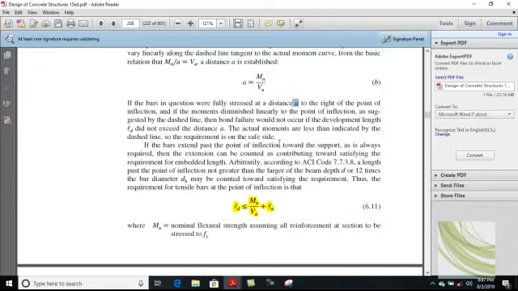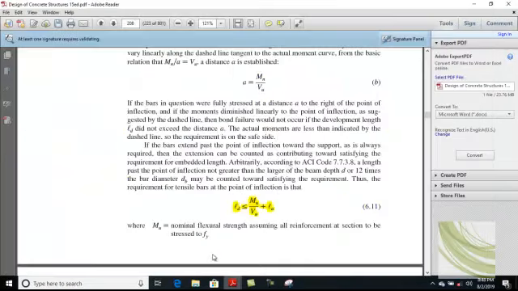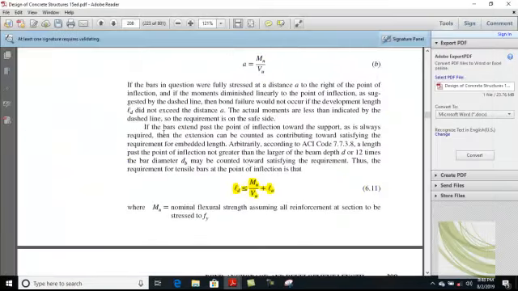So this sentence has this basic meaning, clear. If the bar extends past the point of inflection toward the support, for example, if your a distance is more than your Ld, there you can say your a distance increases to or equals Ld at a distance of La. So what will happen then if the bar extends past the point of inflection?